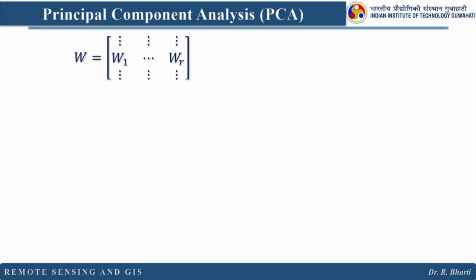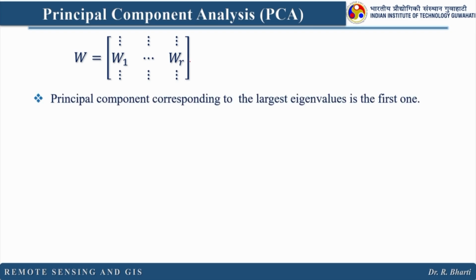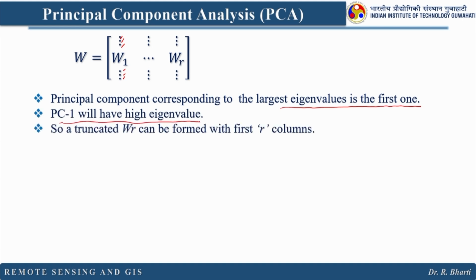So here you can see this is W, with W1 to WR, and each element of this W1 is the weightage assigned to different bands, right. The principal component corresponding to the largest eigenvalue is the first one. PC1 will have the highest eigenvalue, that is clear to you.